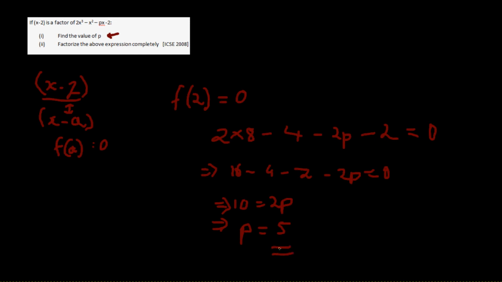Now your second part tells you to factorize it completely. Same method as the last example. I'm not going to do it again. It's the same thing really, but I think you should pause it here and solve it yourself if you think you need to. But your answer will be x minus 2, which is the factor you've already been given in the question, into x plus 1, and the other factor you get is 2x plus 1.